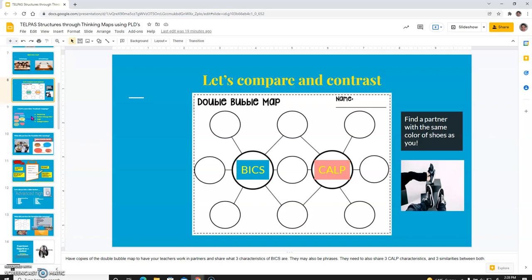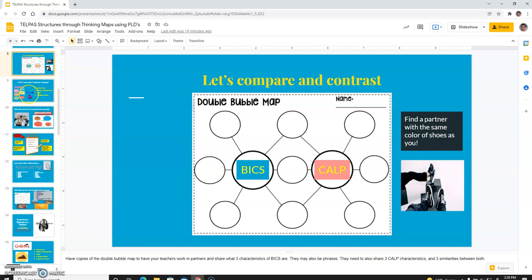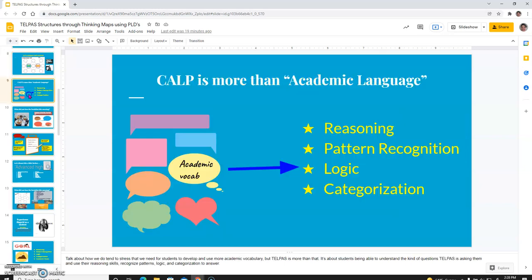The next slide is where I dive into BICS and CALP a little bit more. I have them go into partners. They use this double bubble map to compare and contrast it. That way it gives me an idea of how much they know and how much they are aware of between both groups.